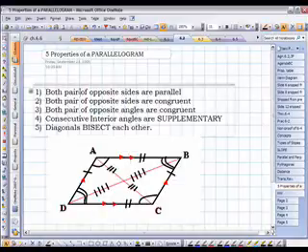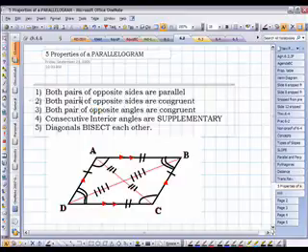2, 2, 1, 1. And then we also have both pairs of opposite sides are congruent. So parallel was the 2 arrow, 2 arrow, 1 arrow, 1 arrow. The opposite sides congruent, 2, 2, 1, 1.